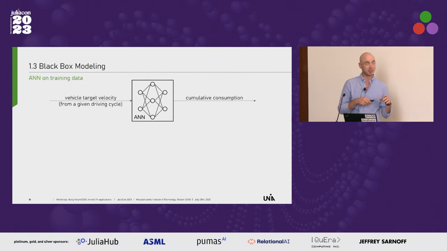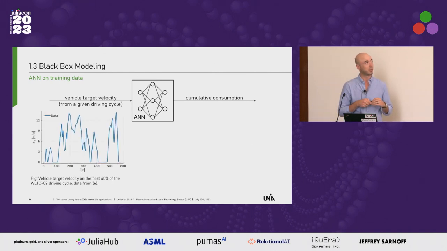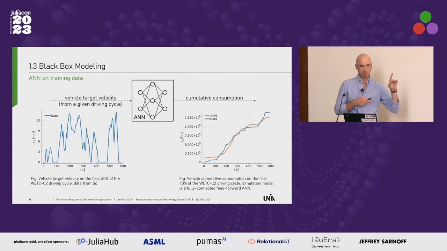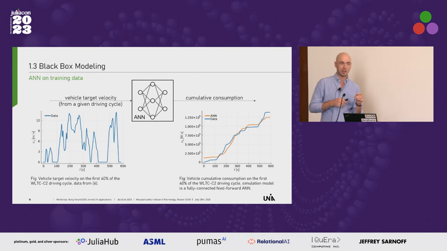As for the physical model, we give the first 30% of the WLTC and check the cumulative consumption prediction of the model. And well, it's not totally bad. The ANN is orange, the data is in blue, but it is not as good as the physical model. In fact, one could improve this fit, as already stated, by using a larger or deeper neural network or train it for longer. But far more important is the next slide.